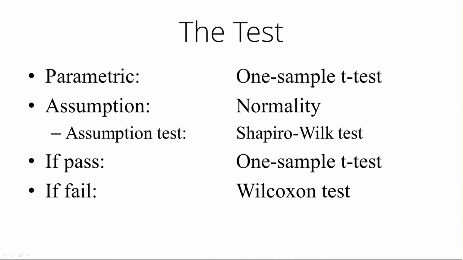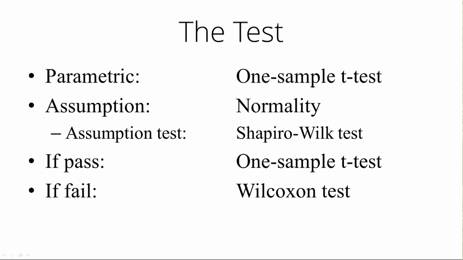To test that assumption, we use the Shapiro-Wilk test. If it passes that, if the p-value is greater than our alpha, that means it passes. That means we get to use that parametric test, the one sample t-test. If it fails, if the p-value of the Shapiro-Wilk test is less than alpha, we have to use the non-parametric test. In this case, that non-parametric test is called the Wilcoxon test.